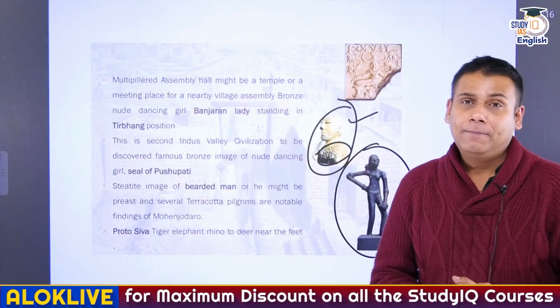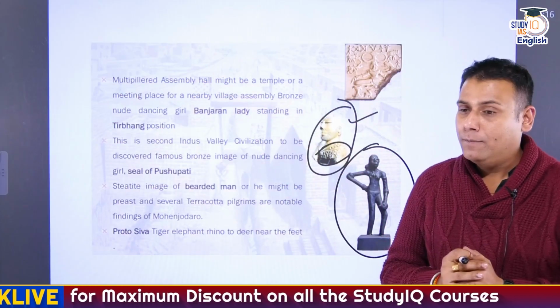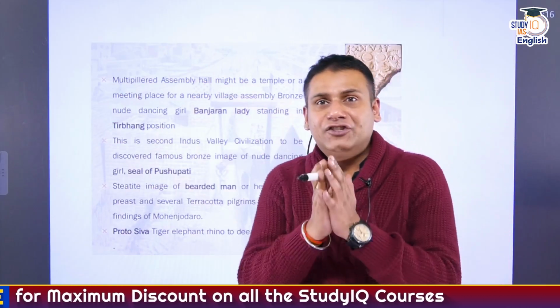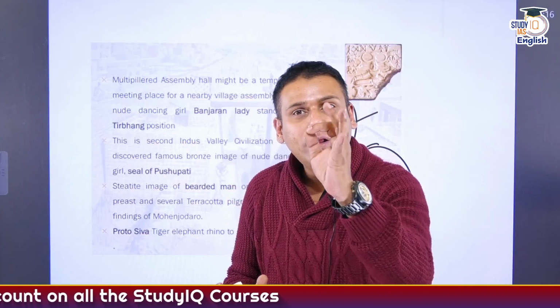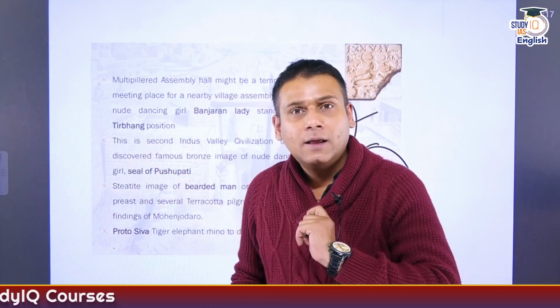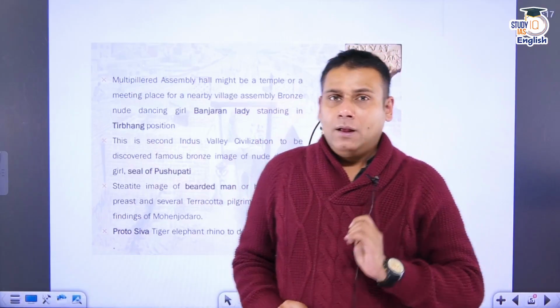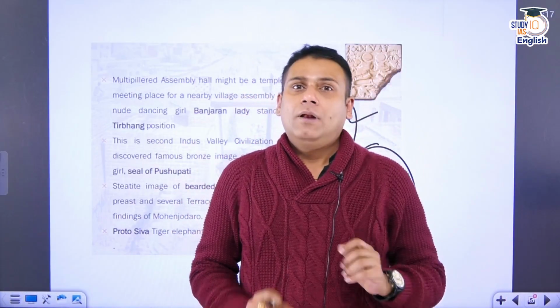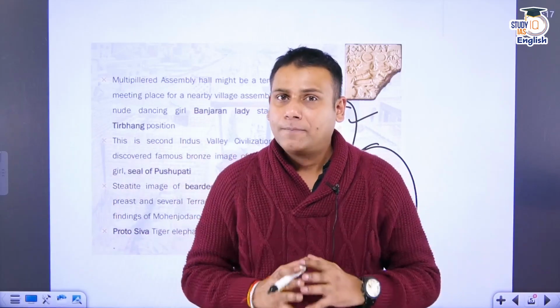Third important finding, a seal has been found and it is referred to as the seal of Pashupati Mahadev or seal of Proto-Shiva. And here, along with Pashupati Mahadev, a few animals are also depicted on the seal. Correct? Now, let's observe this. Looking like Lord Shiva, Proto-Shiva, he is sitting in a Padmasana position.